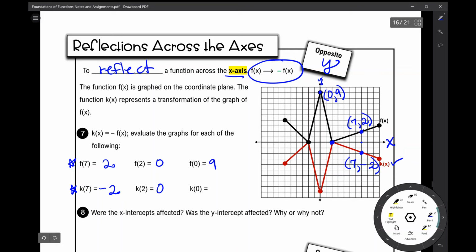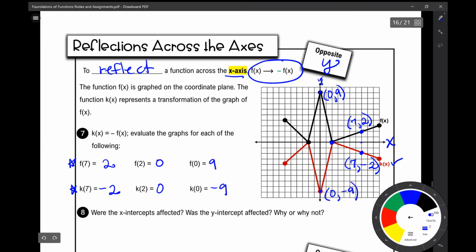What about k of 0? Now we're looking at the function graphed in red. K of 0, we're on our y-axis. It's way down here at negative 9. So let's see if we can make some observations. Let me change colors here.